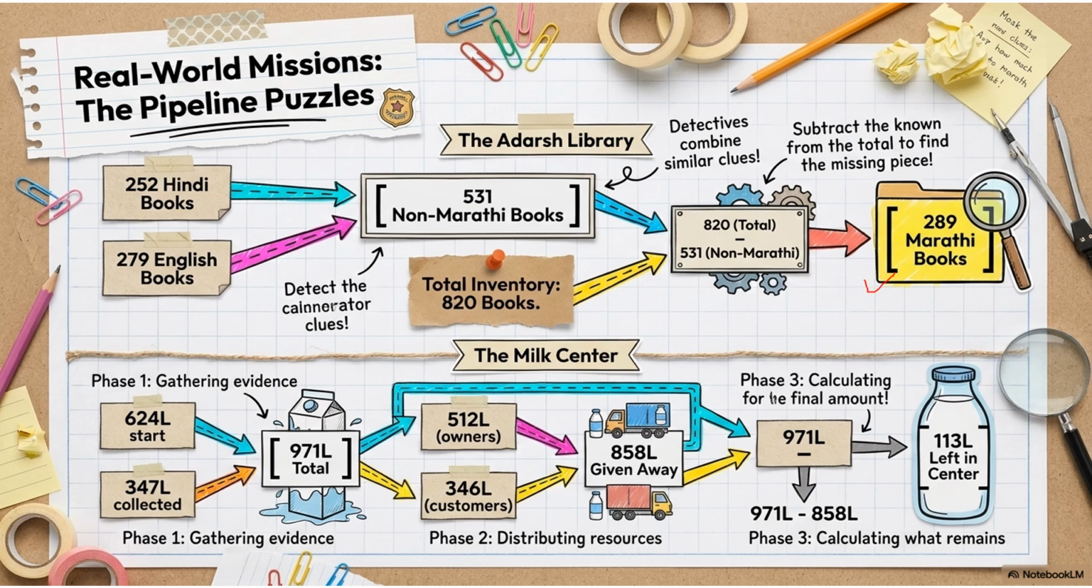Let's talk about this milk center. So at the start, there were a total of 971 liters of milk. Out of that, 624 was at the start. 347 was collected. Then from that 346 was given to customers and 512 to owners. So together it was 858 which was given. So we are going to subtract it. 971 minus 858. So what is left in the center is 113.